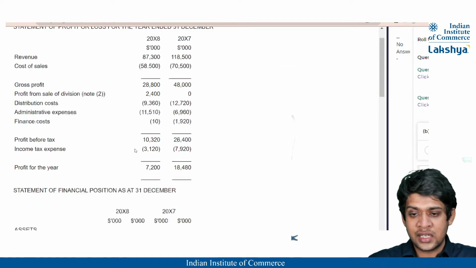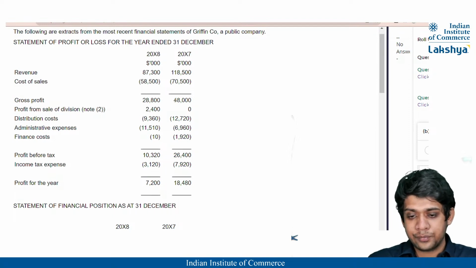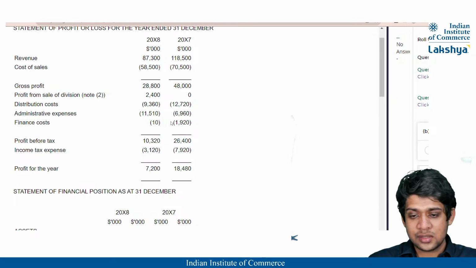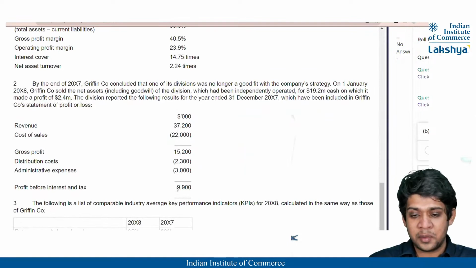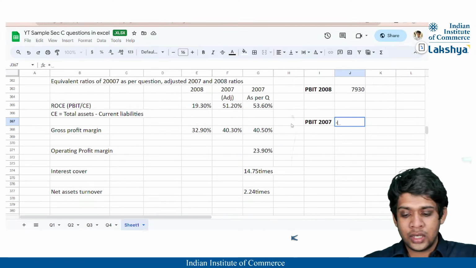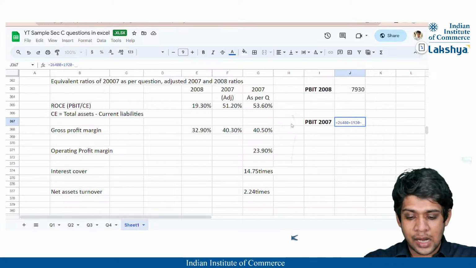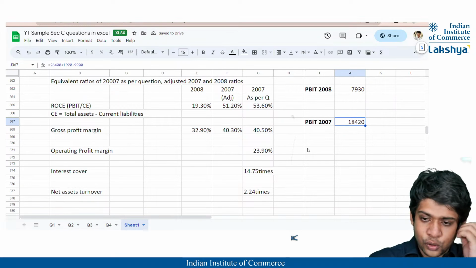The profit before interest and tax for 2007 is nothing but 26,400 plus the finance cost being added back, right? 1920 minus 9,900, which is the profit before interest and tax of the division which is sold off, right? So it will be 26,400 plus 1920 minus 9,900, right? So that will give us 18,420.